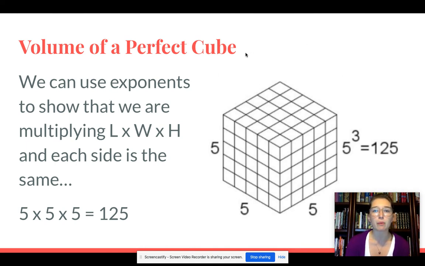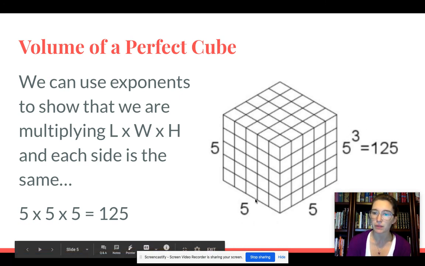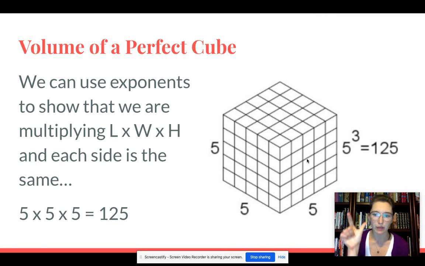So when we have a perfect cube, we can represent this length times width times height with an exponent of 3 because every side is identical, and I know that I'm multiplying 5 by itself 3 times for the length, the width, and the height. 5, 5, 5.